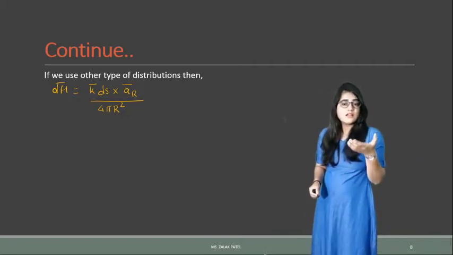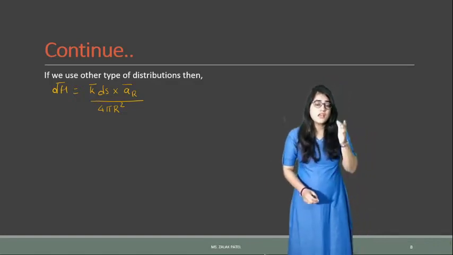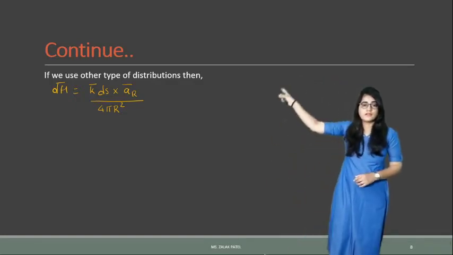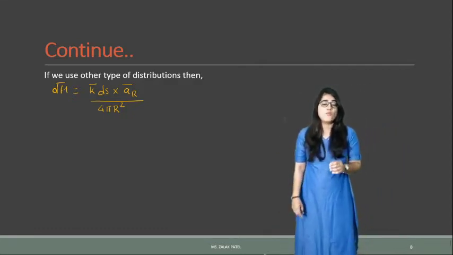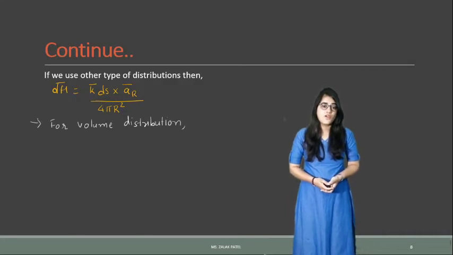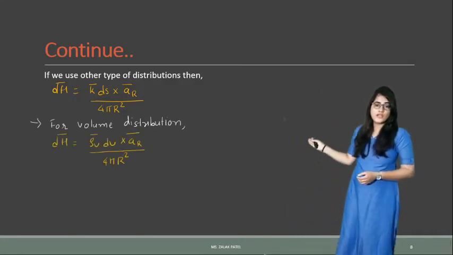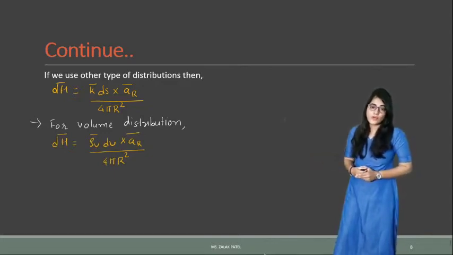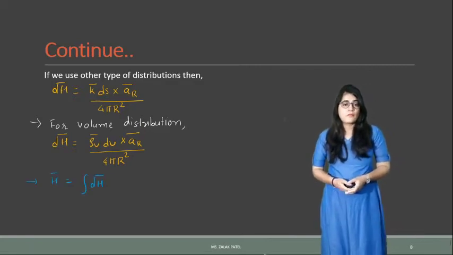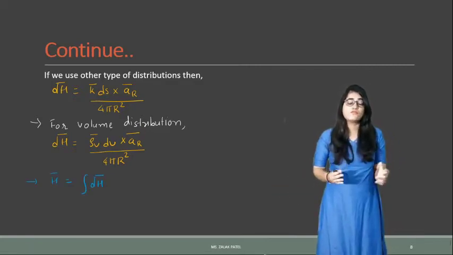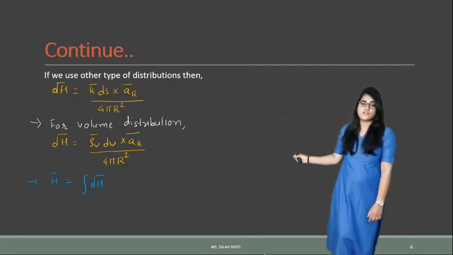Like if it is a dl, meaning differential length, then I dl is there. If there is a differential surface, then K dS is there. So this is the equation for the differential surface, that is K dS cross aR upon 4 pi r square. Now if you want to write the equation for the volume distribution, then it will be rho v dv cross aR upon 4 pi r square. This is the third equation, for volume distribution. In all the three cases, if you want to find the magnetic field intensity, then it will be the integration of the differential part.